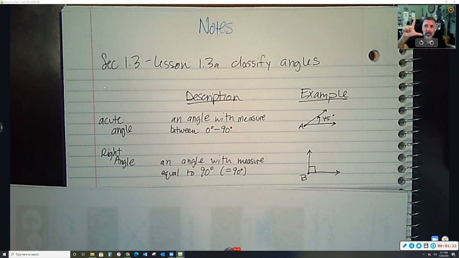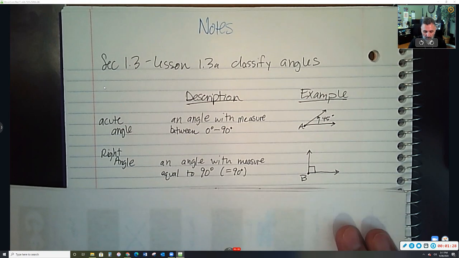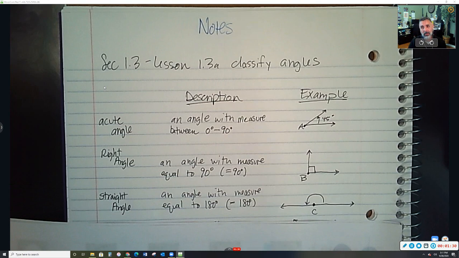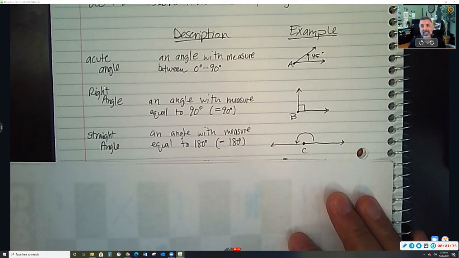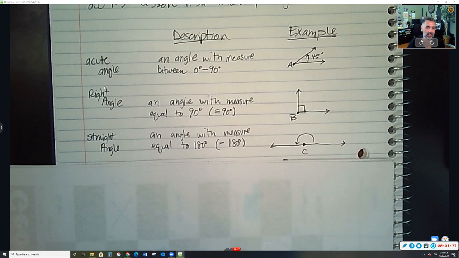And anything bigger than this, if I could open my fingers wider, it would be the next one, which is, oh, actually not the next one. I lied. Actually, I should have put obtuse next, but I don't know what I was thinking. I put the straight angle. Anyway, the definition of a straight angle is an angle with measure equal to 180 degrees.